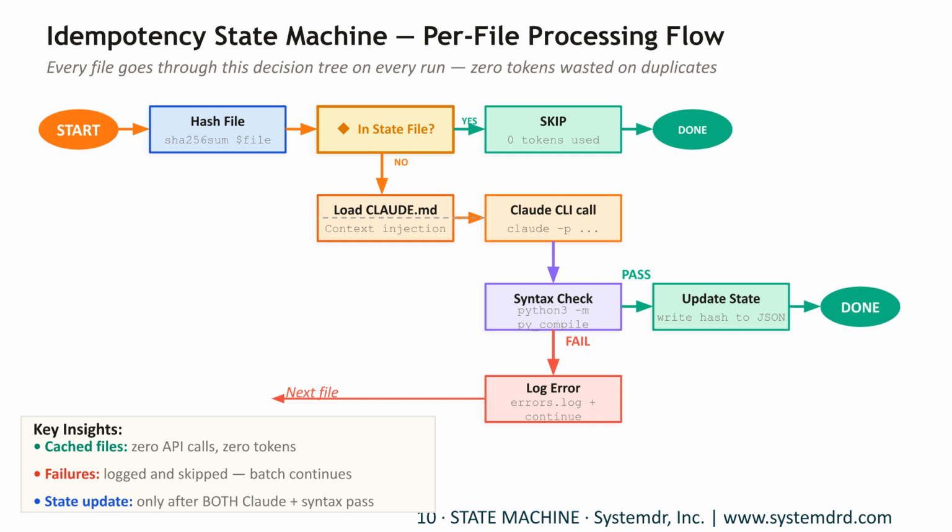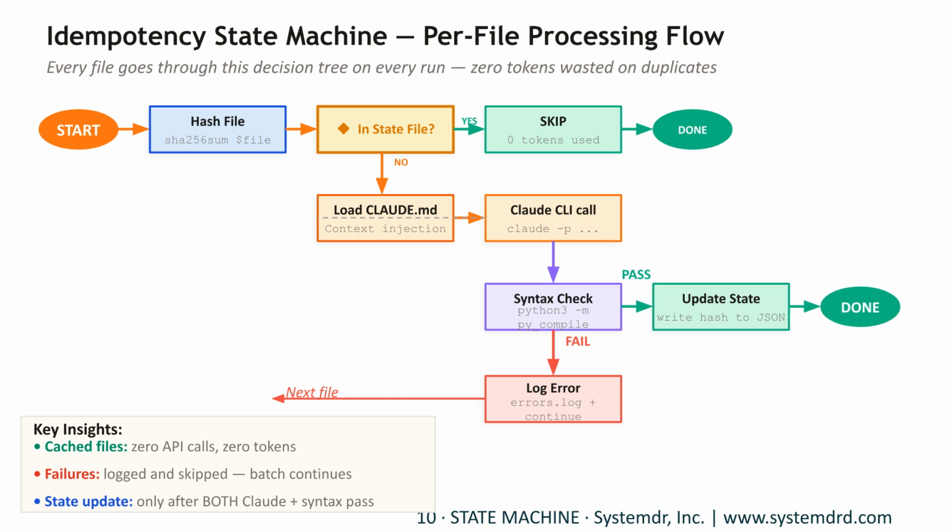Follow the flow from start. The first thing the processor does is compute the SHA-256 hash of the file. It then looks up that hash in the JSON state file. If the hash is present with an exit code of 0, the file is fully processed. We take the yes branch, log a skip message, and move to the next file with 0 API calls consumed.